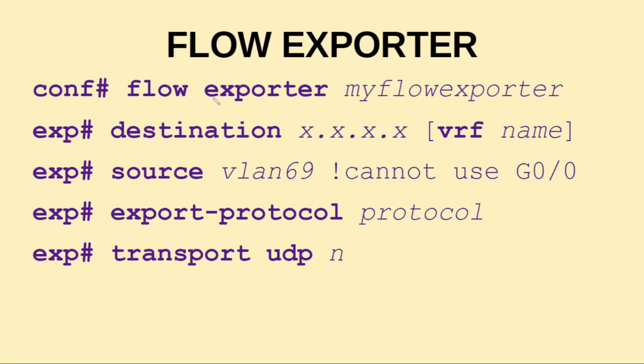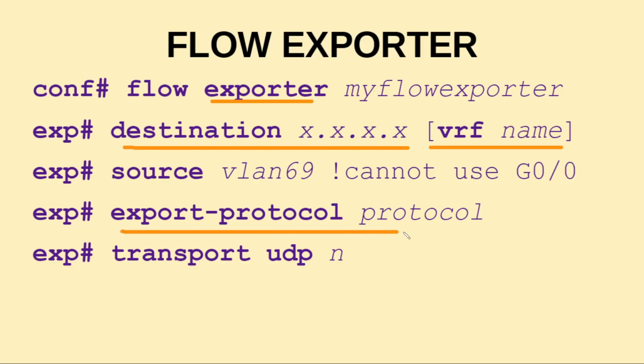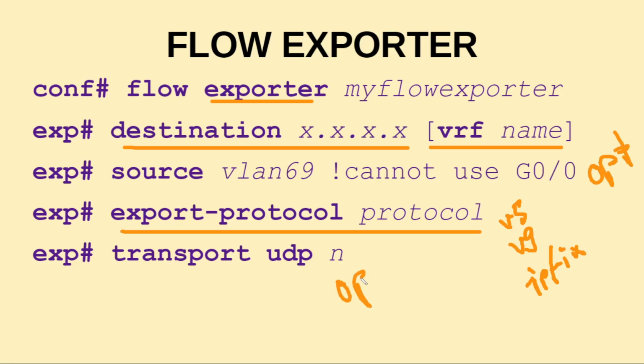Now, in order to configure an exporter, we need to provide the IP address of the server, optionally the VRF for this IP address, and we need to configure the formats of the packets. We can choose from version 5, version 9, or IPFIX. Optionally, we can configure the source interface and the UDP port number.